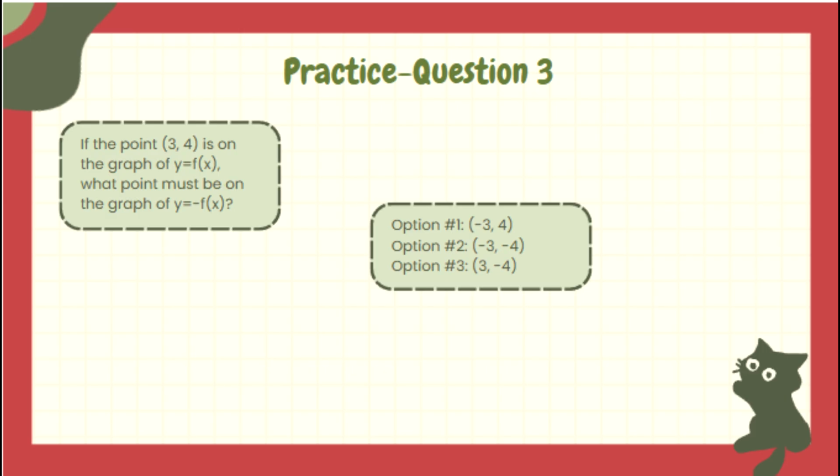If the point (3, 4) is on the graph of y equals f of x, what point must be on the graph of y equals negative f of x? You shouldn't even have to pause this to figure out which one of these is going to be on the mirror image, the reflection over the x-axis. Well, the x number stays the same, and the y number, the sign gets flipped, so it has to be this one. Don't just click option 3 because they shuffle these, okay?